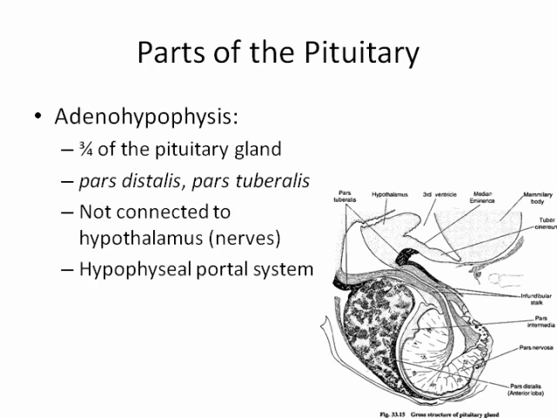Keep in mind that the pars tuberalis are the blackened area located right around the infundibulum, so that is one part of the pars tuberalis. Here's the other part of the pars tuberalis, and this larger area that is located right there, that whole area there would be the pars distalis.